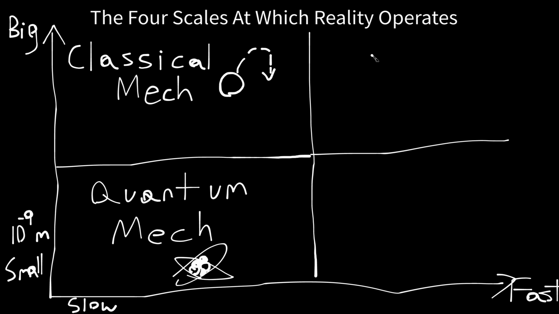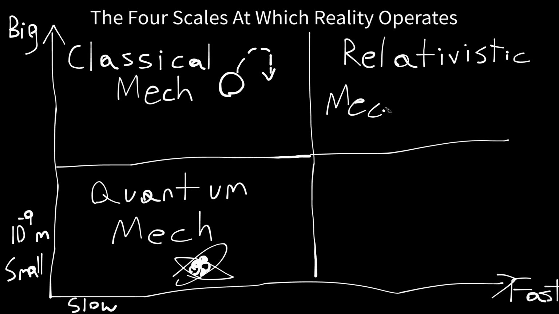So, what are some fast, big things then? Think of a black hole, or a pulsar, or even a large gamma ray burst from a magnetar. Einstein mainly worked in this branch with his most famous theories, relativistic mechanics. Things at or approaching the speed of light that are larger than a billionth of a meter.